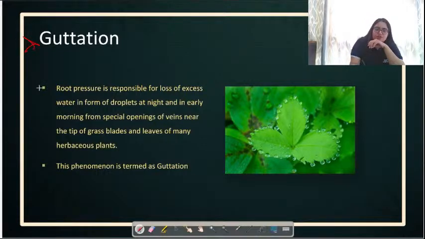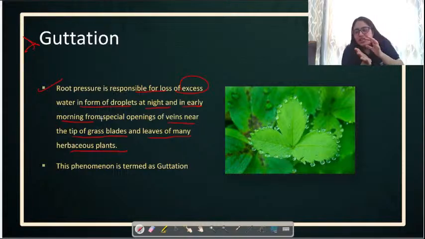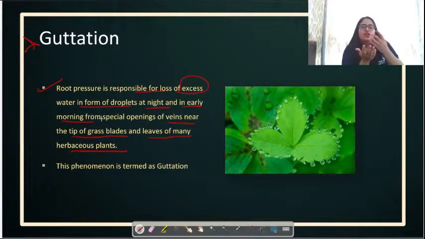So what is guttation? It is a phenomenon where root pressure is responsible for loss of excess water in the form of droplets at night or in early morning from special openings of veins near the tips of grass blades or leaves of many herbaceous plants. Now listen to this very carefully. Guttation is a phenomenon where water is lost not in the form of vapor but in the form of droplets. And this effect is seen specifically during the night or during the early morning.